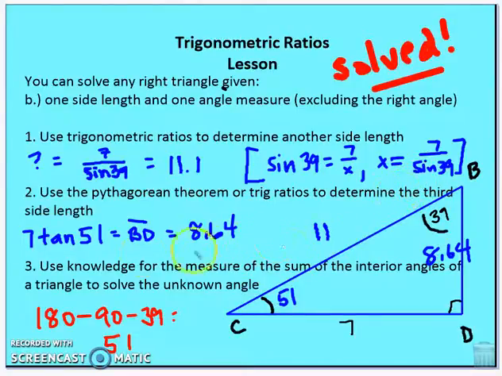BC. Right, now we're going to use a different relationship. We don't have to, but we're going to determine that this angle measure is 51. We kind of skipped ahead to number 3. We subtracted 39 and 90 from 180 and we're left with 51 degrees. And so we're going to say that the tangent of 51 degrees is equal to an unknown value over 7. Or if we rewrite it, we can say 7 times the tangent of 51 degrees is equal to BD. And if we use our calculators, we can find out that BD is equal to 8.64.